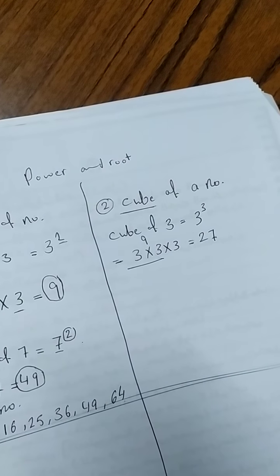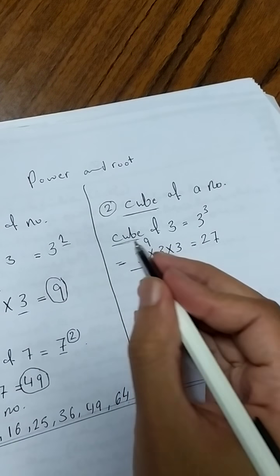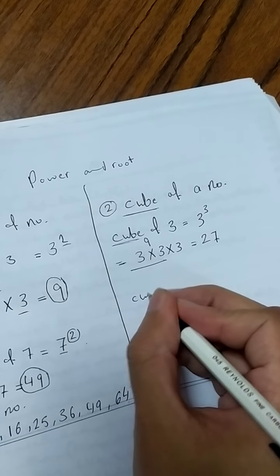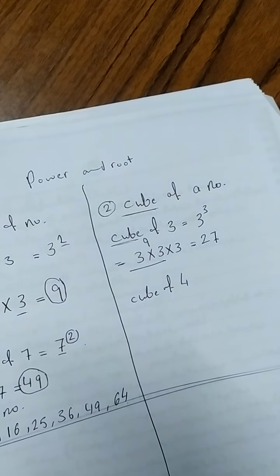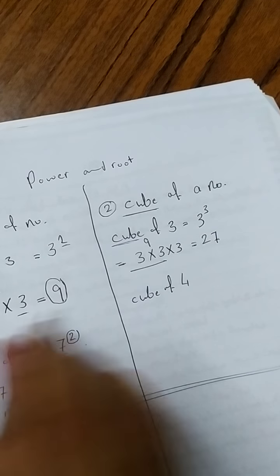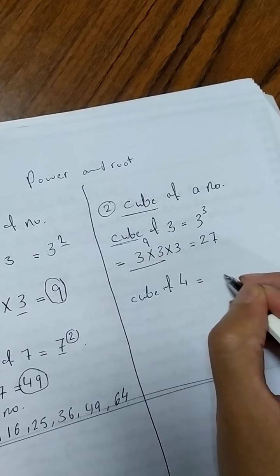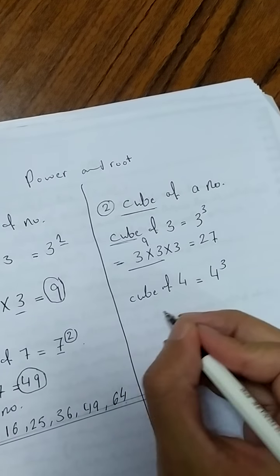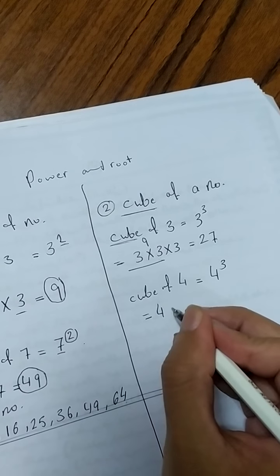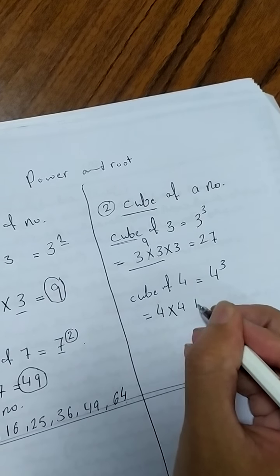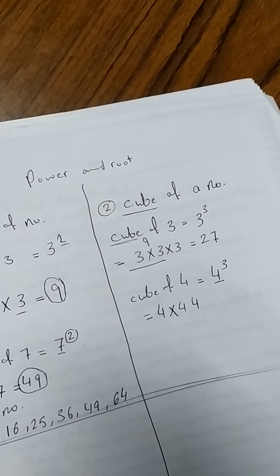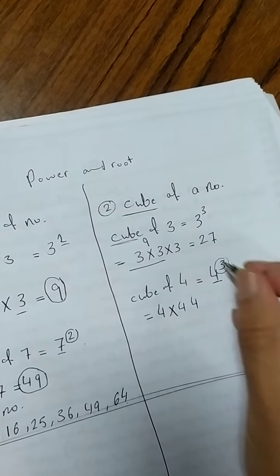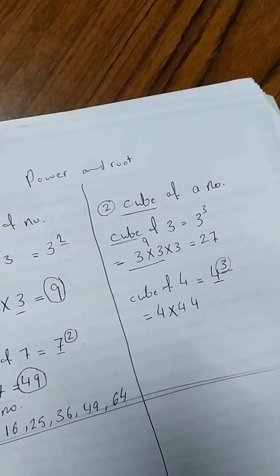Let's try another example. This is the first example, cube of 3. Let's make, for example, cube of 4. Cube of 4 means 4 to the power of 3. It means 4 multiplied by itself 3 times. I'm going to multiply the number by itself because it's to the power of 3.